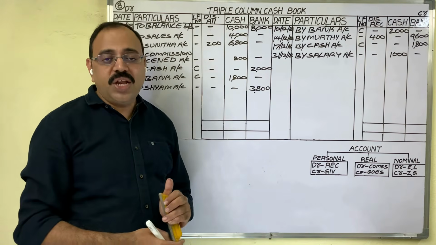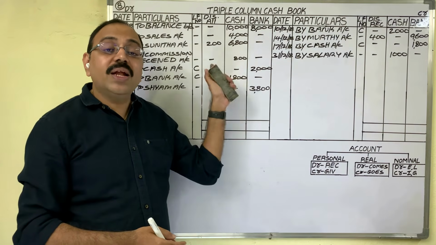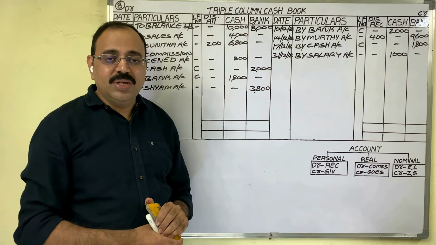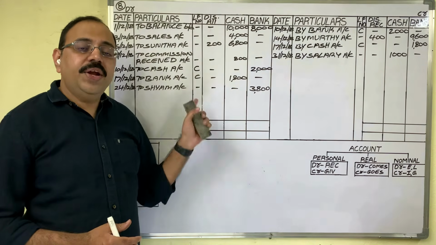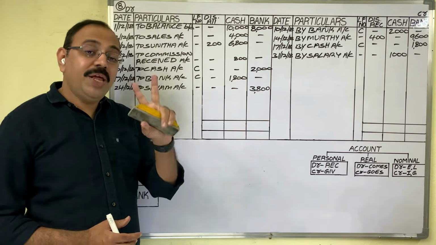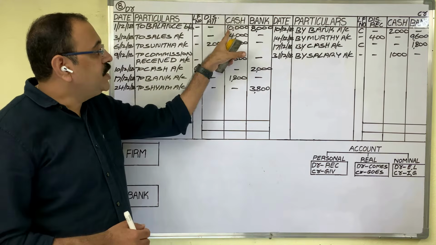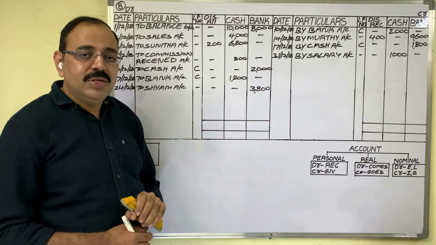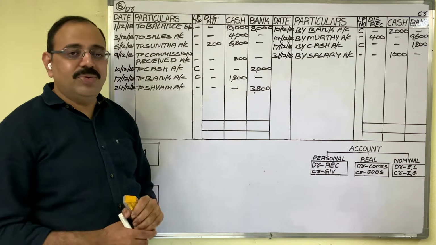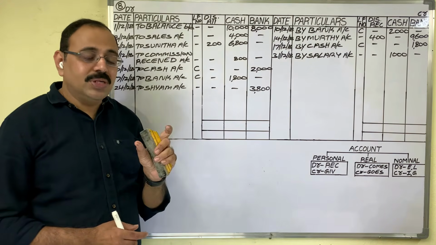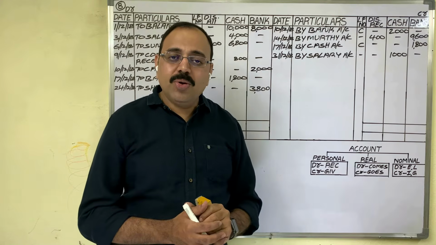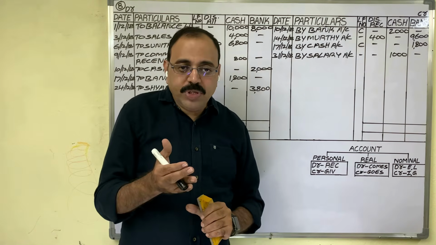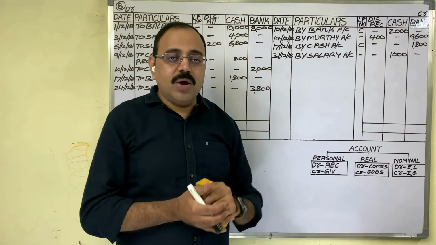Without using journal entries also, we can post all the transactions in cash book. For that, you have to remember some important points. In triple column cash book, we are preparing two accounts now: cash account and bank account. First, let us see about cash account. Cash account is a real account because cash is an asset. Real account rule: debit what comes in, credit what goes out.